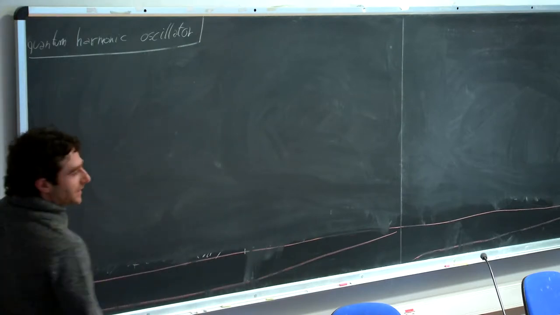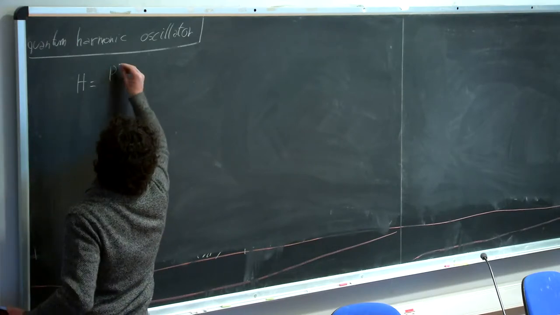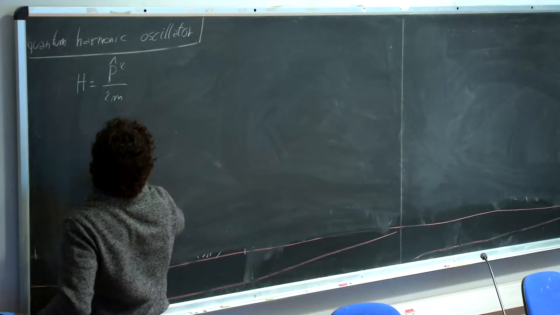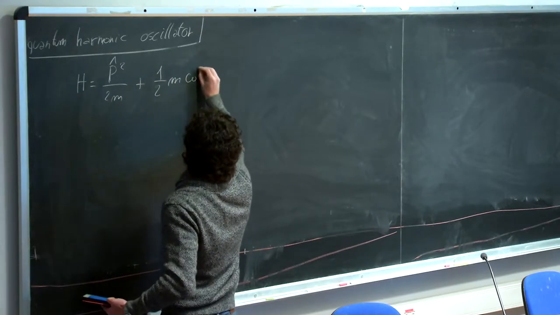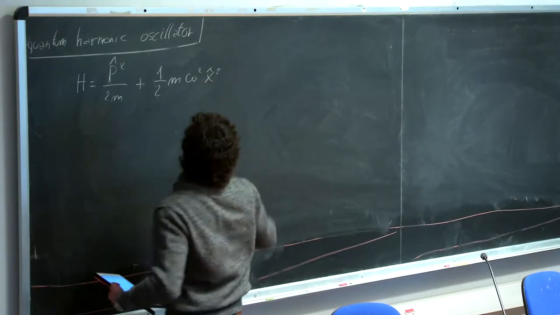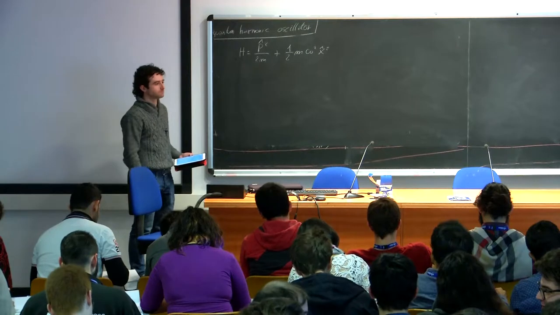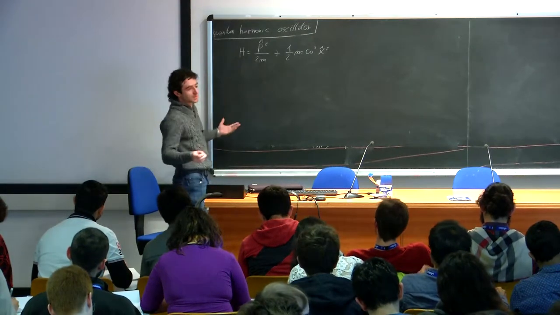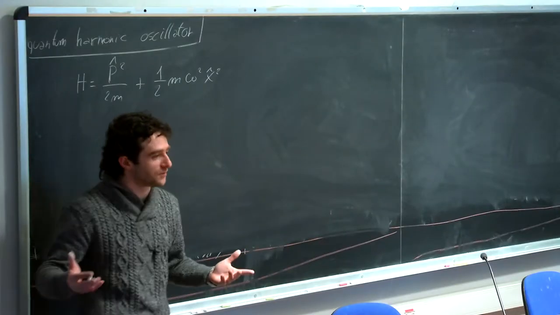So we know the Hamiltonian of the system can be written in this form. You have p squared over 2m plus 1/2 m omega squared x squared. This is the Hamiltonian of the harmonic oscillator. So what does it describe? Well, this is a simple model, but it's very useful in physics.